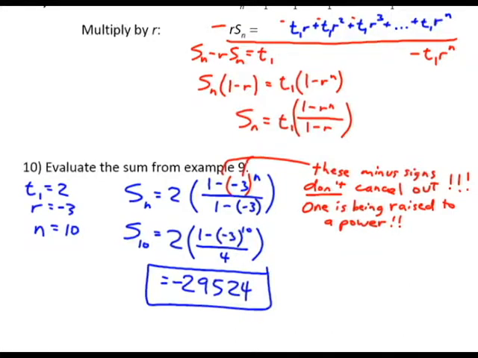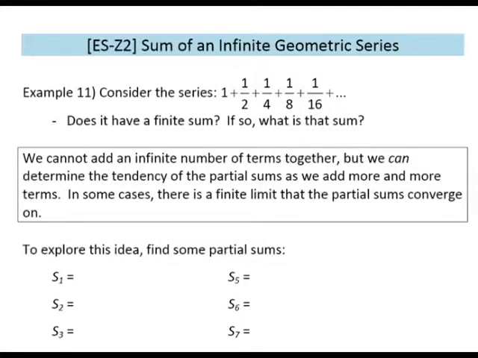Next, we're going to look at what happens with a geometric series that doesn't end. An infinite geometric series can have a finite sum. We're going to investigate this question in this example. This is clearly geometric. The common ratio is 1/2. Take a moment to read through this.